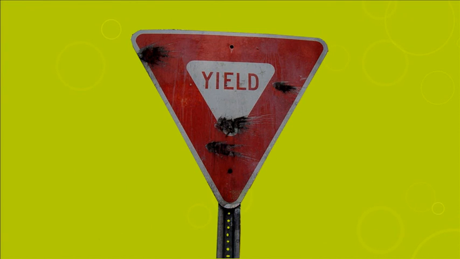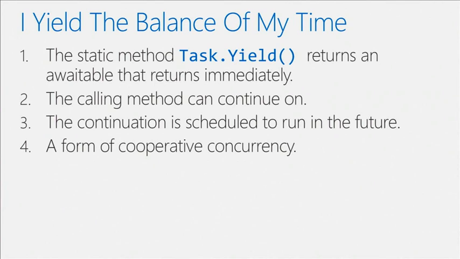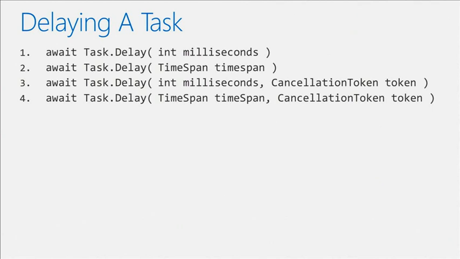So let's take a look at some cooperative concurrency using yield. The task static method yield returns immediately. Both the call returns to the calling method like a normal asynchronous method does, and the continuation is going to return immediately, which means that the continuation will be immediately put on the run loop to run at the next earliest convenient time. And so that's essentially the degenerate case of calling task.delay with a value of 0.